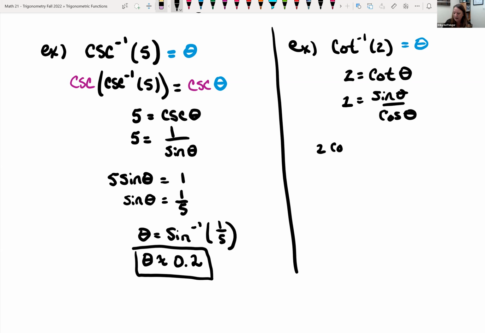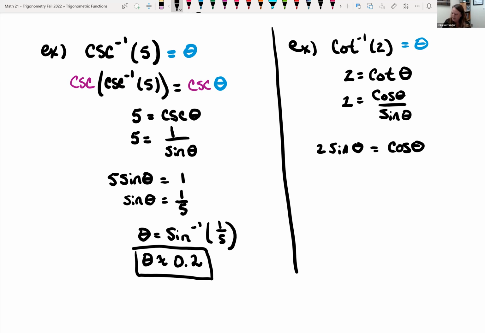I made a mistake. I need to slow down. Cotangent is not sine over cosine, that's tangent. Cotangent is cosine theta over sine theta. So we're multiplying both sides by sine theta, and 2 sine theta is equal to cosine theta.